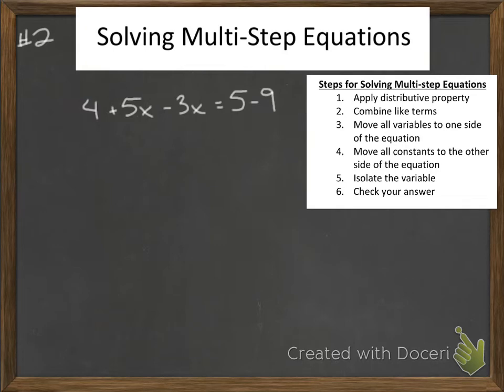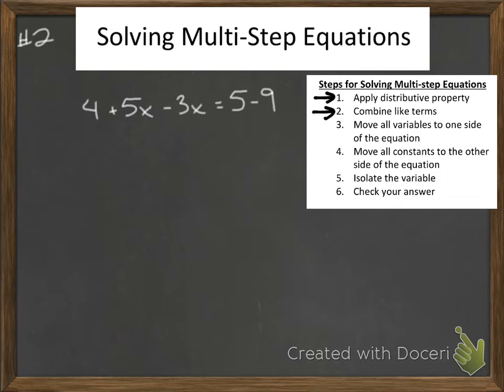So again, the first step is to apply the distributive property. I can only apply the distributive property if I have something that needs the distributive property. In other words, if I have a number multiplied by a set of terms in parentheses. I don't have that in this problem, so I don't need step 1. Now let's look at like terms. Do I have any like terms on the same side of the equation?